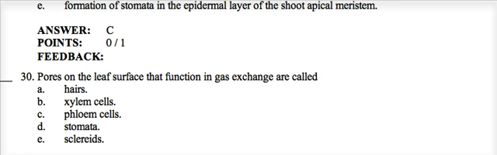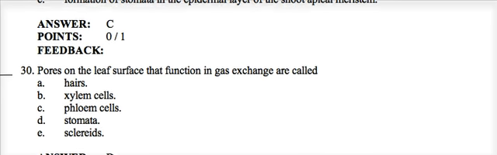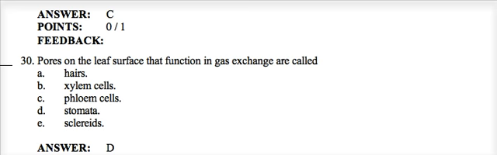Okay, number 30. Pores on the leaf surface that function in gas exchange are called hairs, xylem cells, phloem cells, stomata, or sclerids. Pause and then we'll talk about it. Okay, the answer, of course, is stomata. That's the site of gas exchange. Remember too that the cells around the stomata are called guard cells, and this controls the gas exchange and plays a role in transpiration as well.